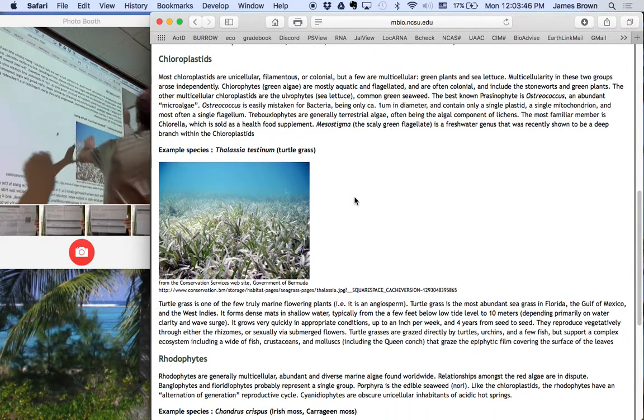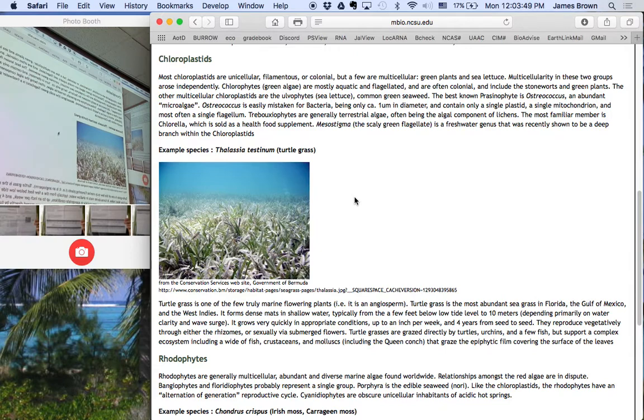So here's the green plants and green algae, the ones that contain chlorophyll a. They are mostly either unicellular or colonial. It's just the one group that has become truly multicellular.